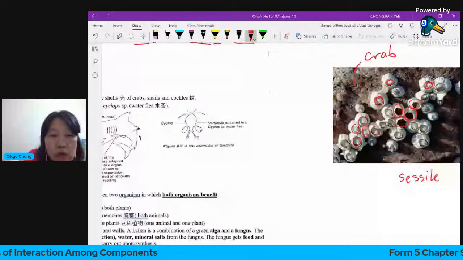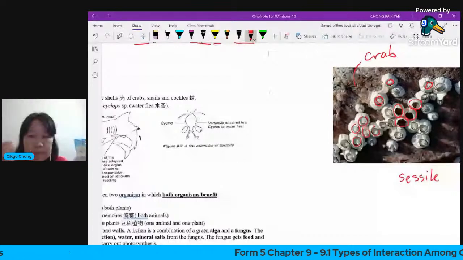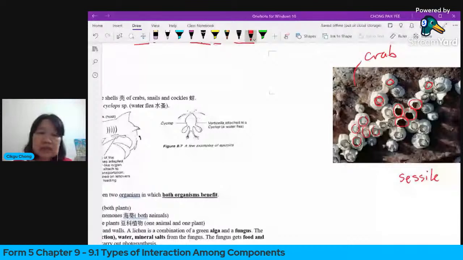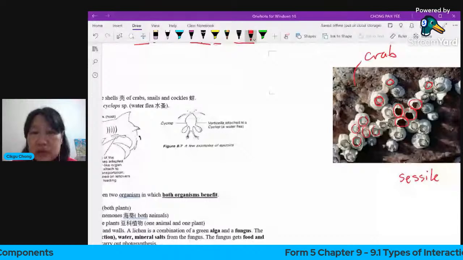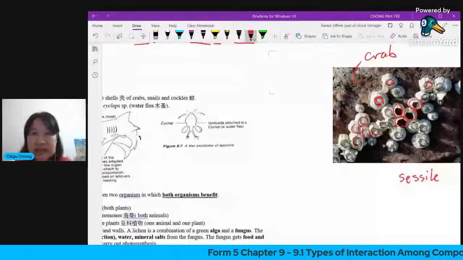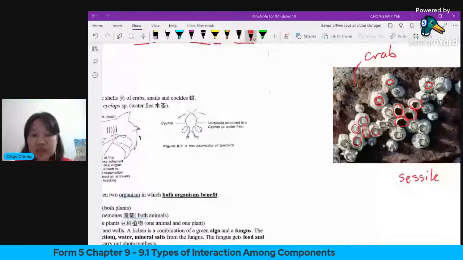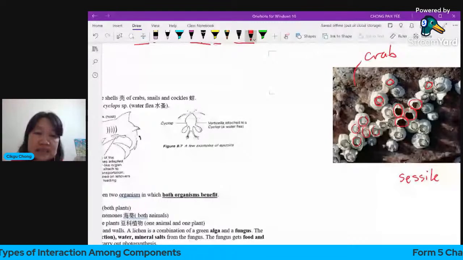The termite gets its nutrients from cellulose, but how to digest this cellulose? Humans cannot digest cellulose because we don't have cellulase. In fact, termites also cannot digest cellulose by themselves. They need a microorganism that stays inside the gut of the termite.